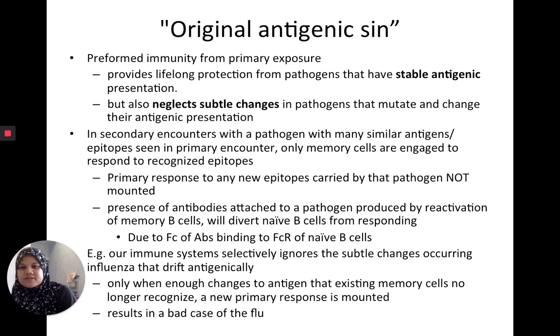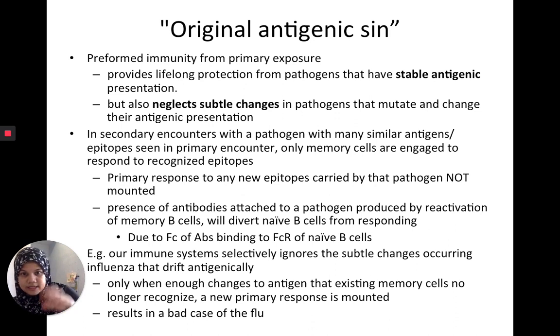So like the flu virus that we were talking about just now, some of them will change slowly over time, yeah? So the second time we meet a pathogen that has many similar antigens that were seen in the first encounter, it'll only trigger the memory cells. Okay, so the primary response to new epitopes that the pathogen carried will not be made. It purposely ignores anything that looks a bit different.